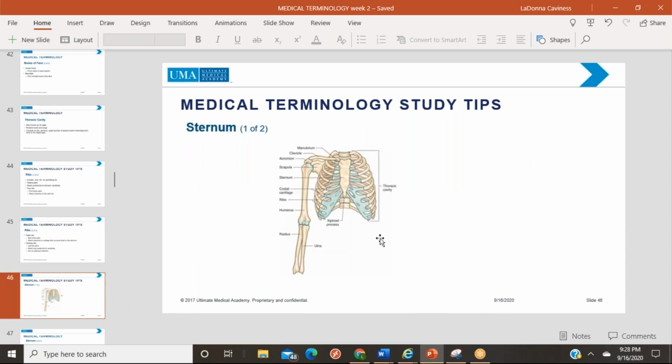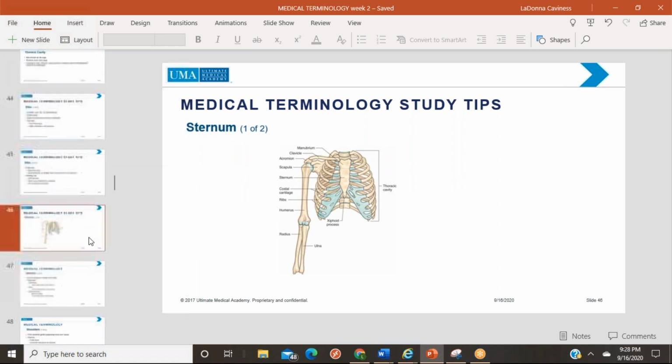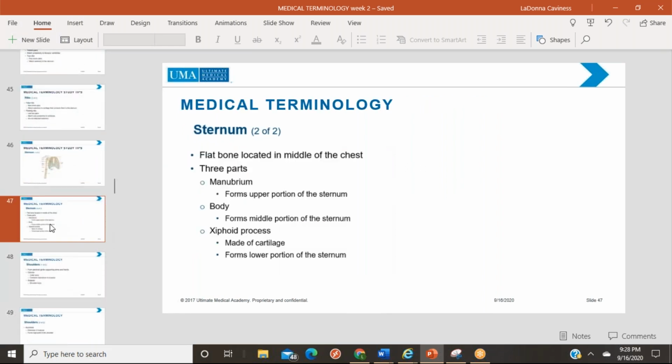Let's take a look at the sternum. We'll go over these parts over the next couple of slides. So the sternum consists of a flat bone located in the middle of the chest, 3 parts. The manubrium forms the upper portion of the sternum. The body forms the middle portion of the sternum, and the xiphoid process, made of cartilage, forms the lower portion of the sternum.